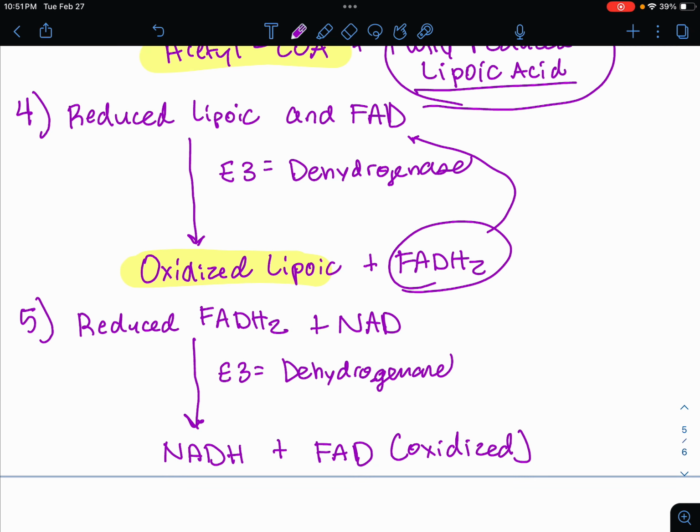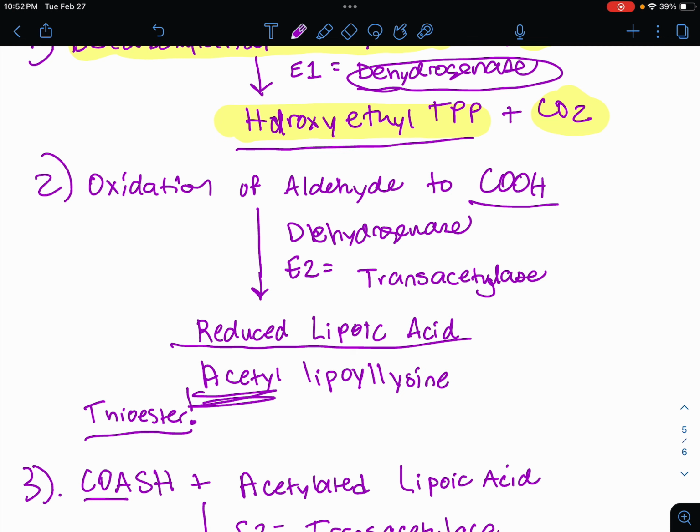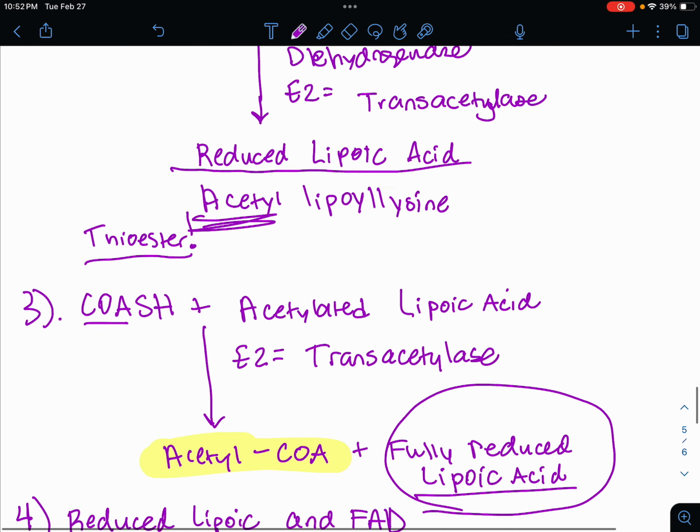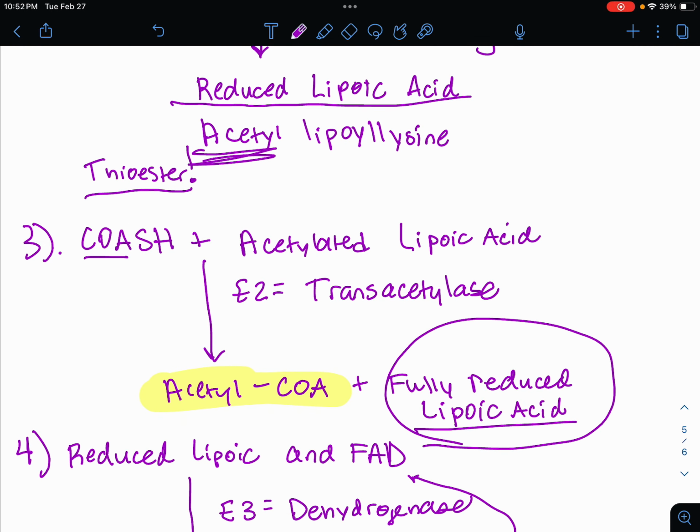In summary, we're going to have decarboxylation of pyruvate with TPP. That's going to involve the enzyme 1, which is a dehydrogenase. We're going to get HETPP plus CO2. Step 2, we're going to take our oxidized lipoic acid and we're going to acetylate it. So we're going to need a transacetylase as well as the dehydrogenase to complete that. In step 3, we're going to mix CoA and the acetylated lipoic acid.